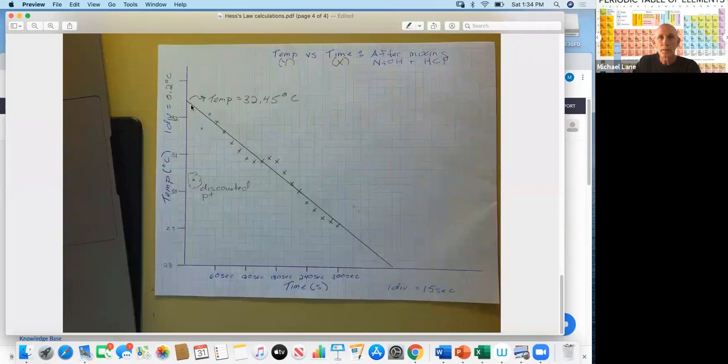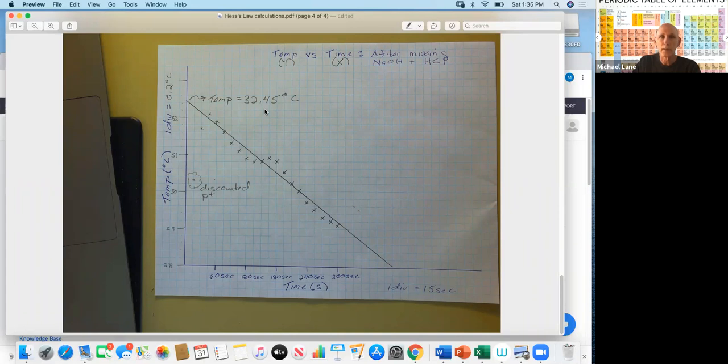Now, you could get even better and enter all of these data points into a least squares regression program for your calculator, and it would give you the y-intercept. But trust me, it's going to be very, very close to that. And somebody else might draw a slightly different line here. Nonetheless, 32.45 is the value that we are going to use for T sub F.